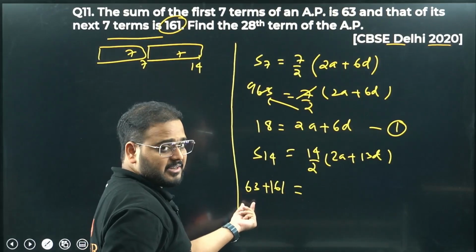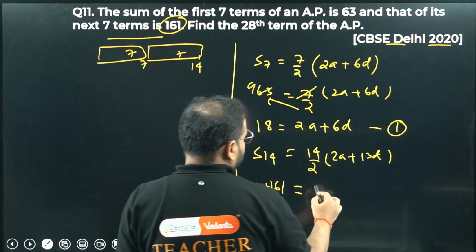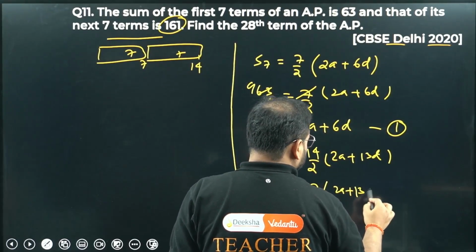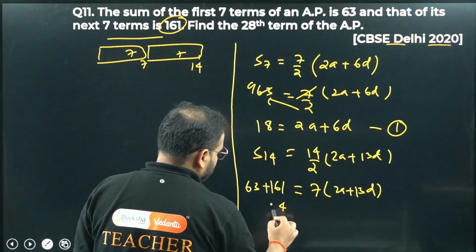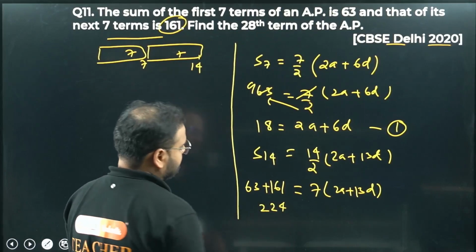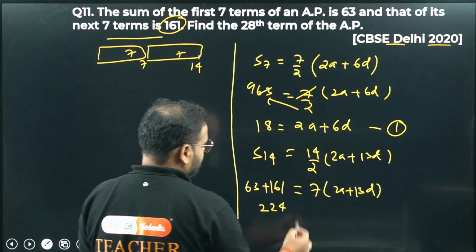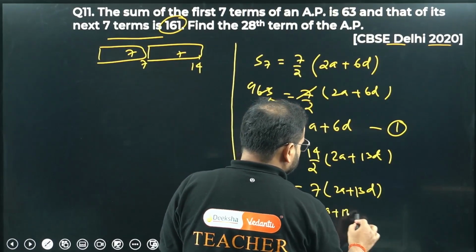Right, now the sum of 7 terms plus the sum of the next 7 terms will be the sum of 14 terms. So like that, I'm getting here again what? 7, 2A plus 13D. Okay. How much is that? Please check. 4, 2 and 2, right? Correct? 3 plus 1 is 4. 6 plus 6 is 12. And 1 plus 1 is 2. Okay, I can write this 7 over here. What I get? 2A plus 13D.